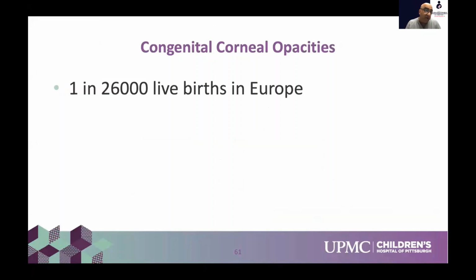I see a lot of children with congenital corneal opacities. I see a lot from the Middle East, a lot from your region of the world, especially the UAE. Now, the incidence is supposed to be 1 in 26,000 live births in Europe, but it is higher in the Middle East.